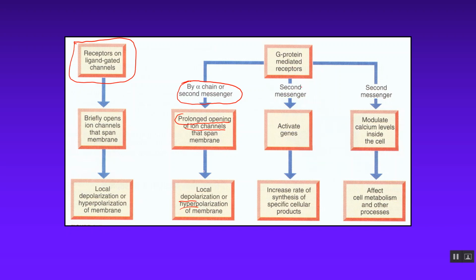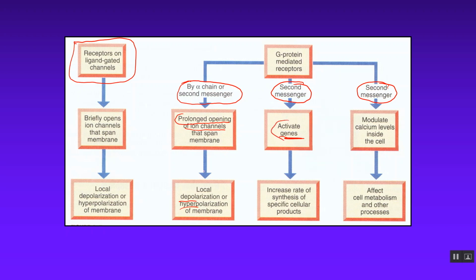The G protein mediated receptors can also, via just the second messenger system, activate genes within the cell itself to then increase the rate of synthesis of specific cellular products so that the cell does what you think you need it to for the future, okay? Does it need to grow extra dendrites or axons, okay, because it's being used more? Or the second messenger can go and activate and modulate calcium levels inside the cell and just affect the overall metabolism of the cell, okay, and ramp it up or turn it down.